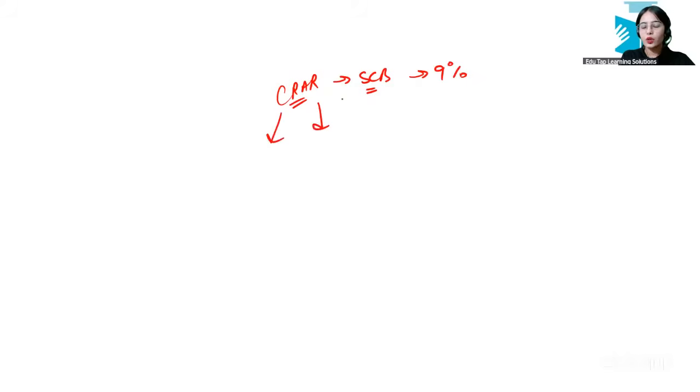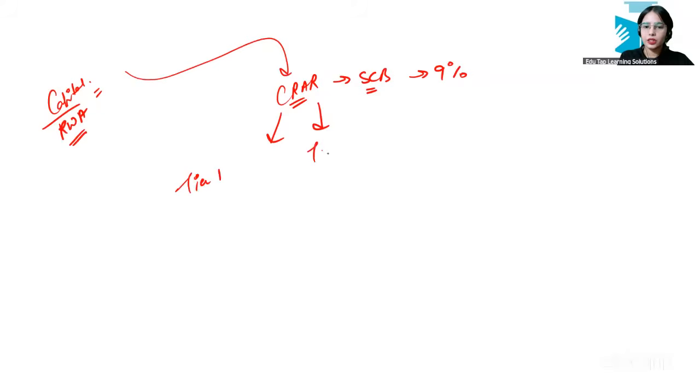How many of you know that the capital to risk weighted asset ratio means against the risk weighted asset, the bank has to maintain the capital? That is your CRAR. How many of you know that it is divided into two parts? That is your tier 1 capital and tier 2 capital.